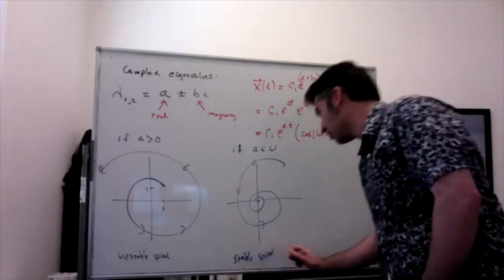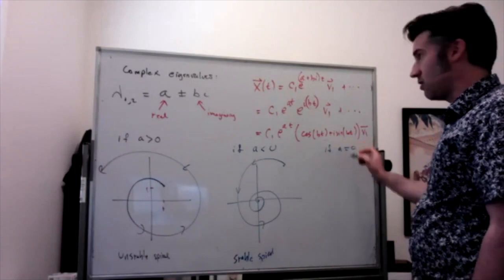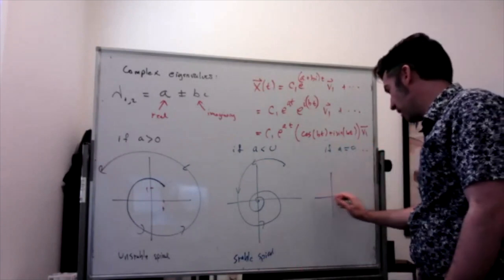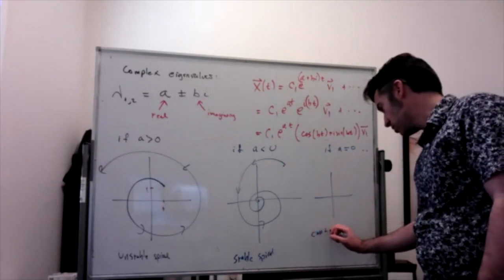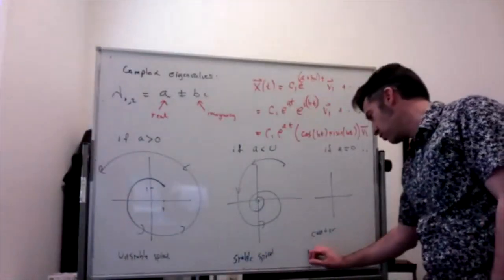And then the weirdest one is when you don't have a real part. If a is 0 and it's purely imaginary, then you're going to have what's called a center, I believe. I think that's what it's called. Let me double check. Yeah, or a neutral spiral.